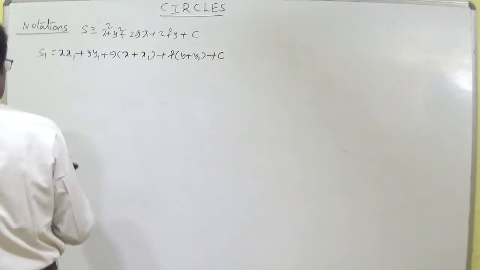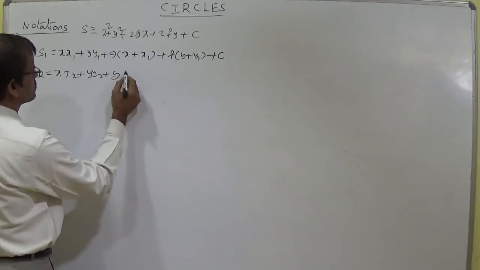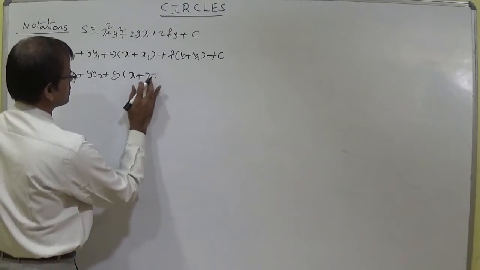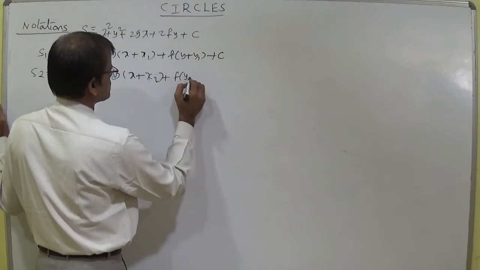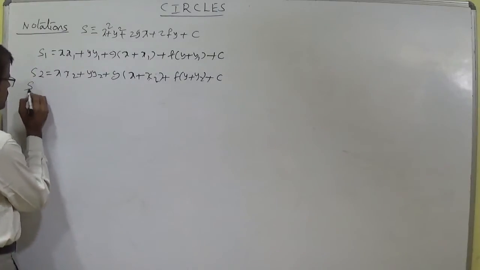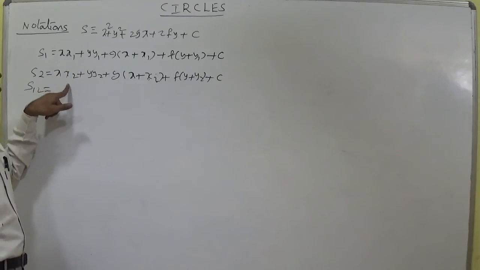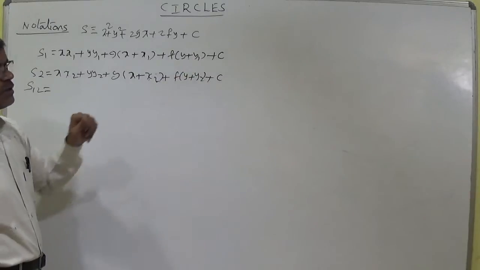Next one, S2. S2 is equal to xx2 plus yy2 plus g into (x plus x2) plus f into (y plus y2) plus c. If we compare with S1, I think you observed here, whenever x1 is there, we simply substituted x2. Whenever y1 is there, we have substituted y2.